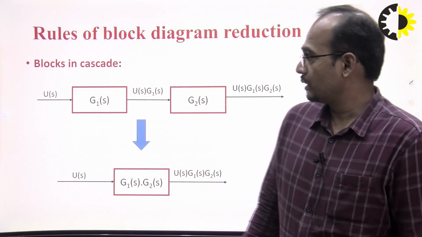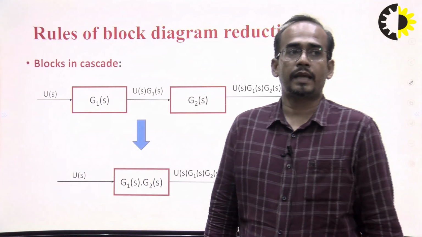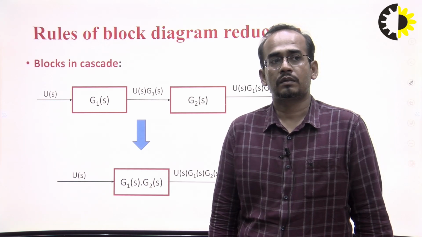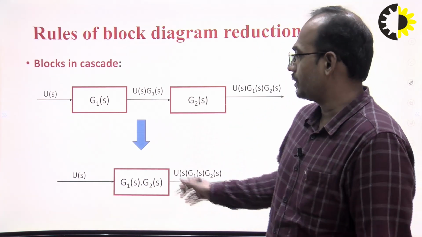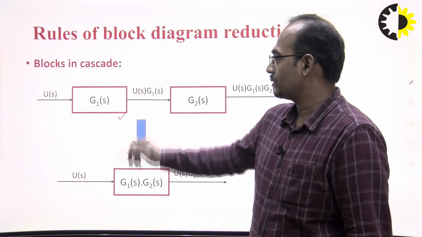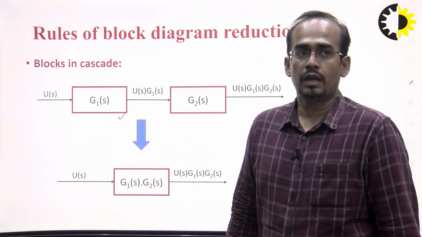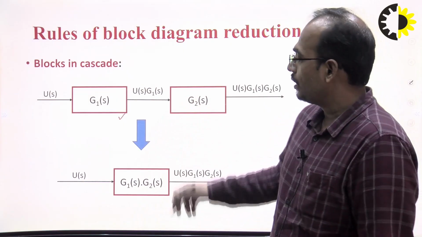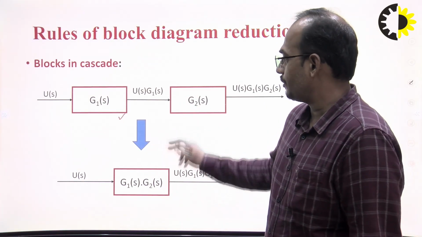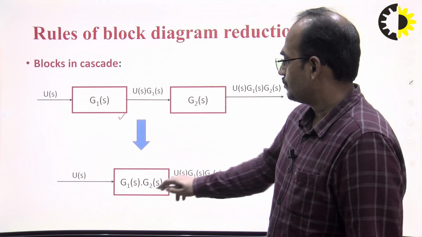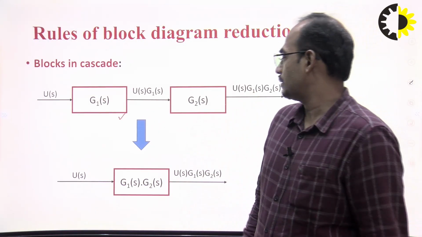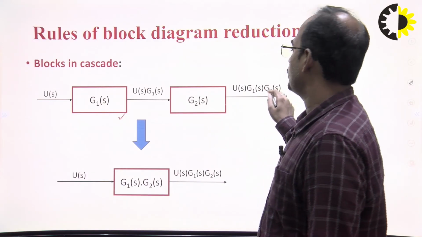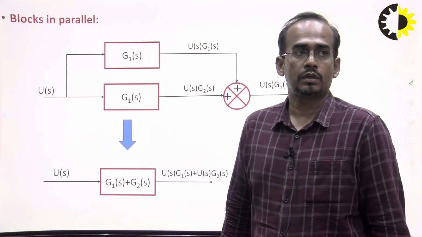The first rule is, if the blocks are connected in cascade, then we can show the resultant connection with this. Suppose block 1 has gain G1 and block 2 has gain G2. Then the overall gain for the system is G1 G2(s), where U(s) is the input and U(s) G1 G2(s) is the output.